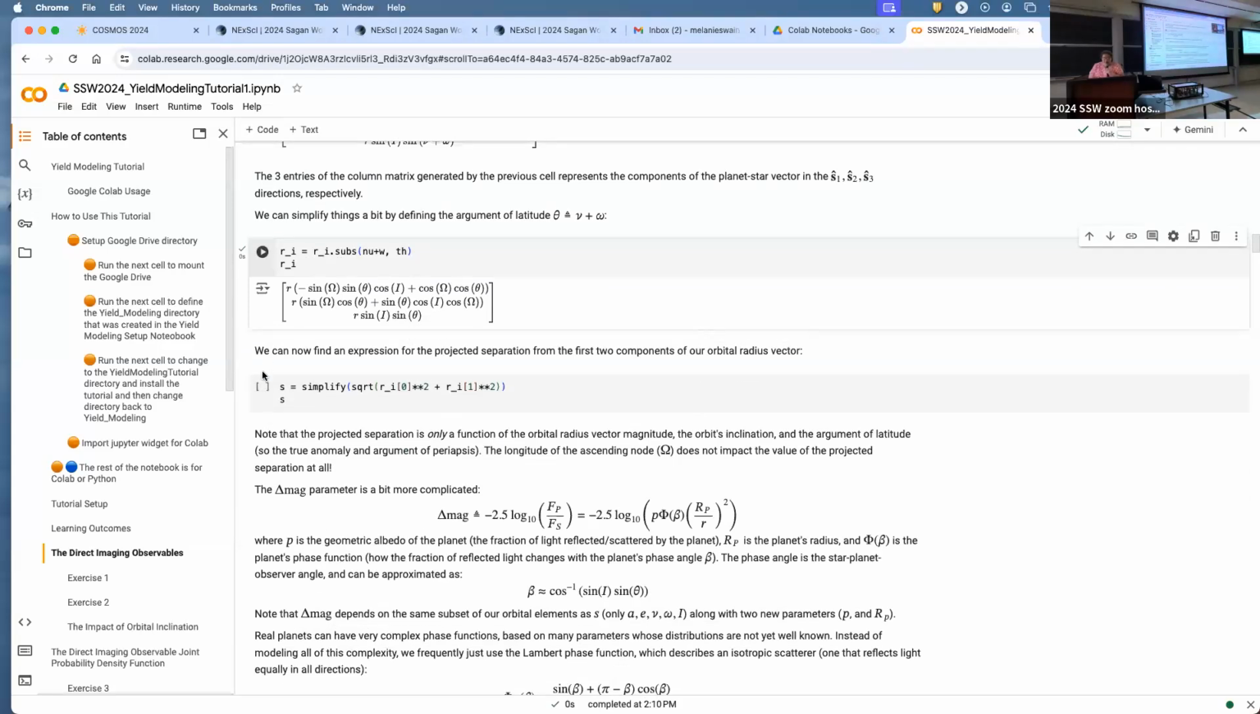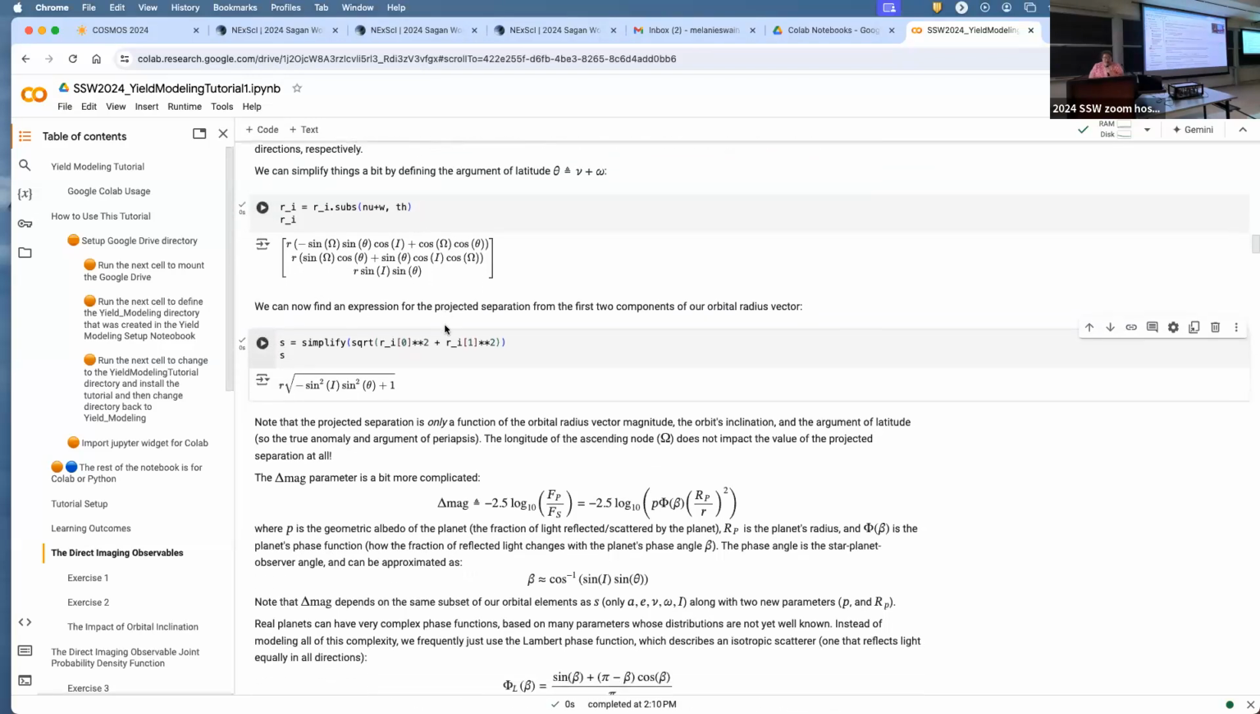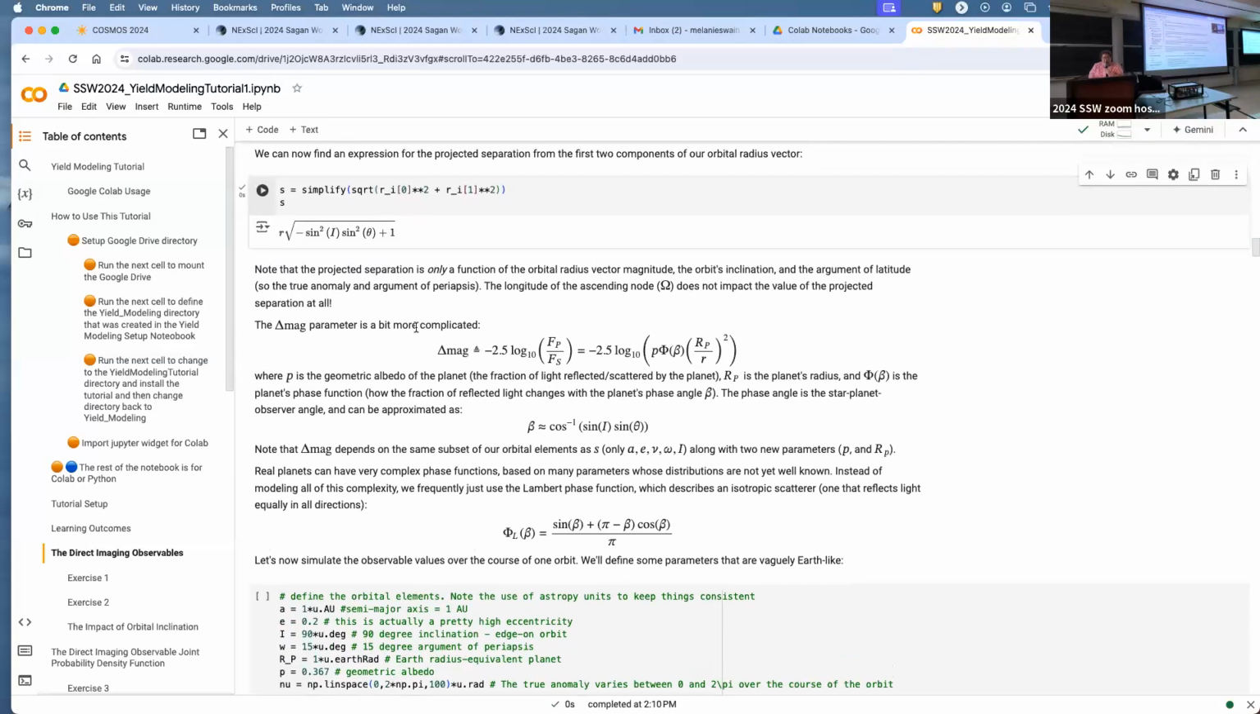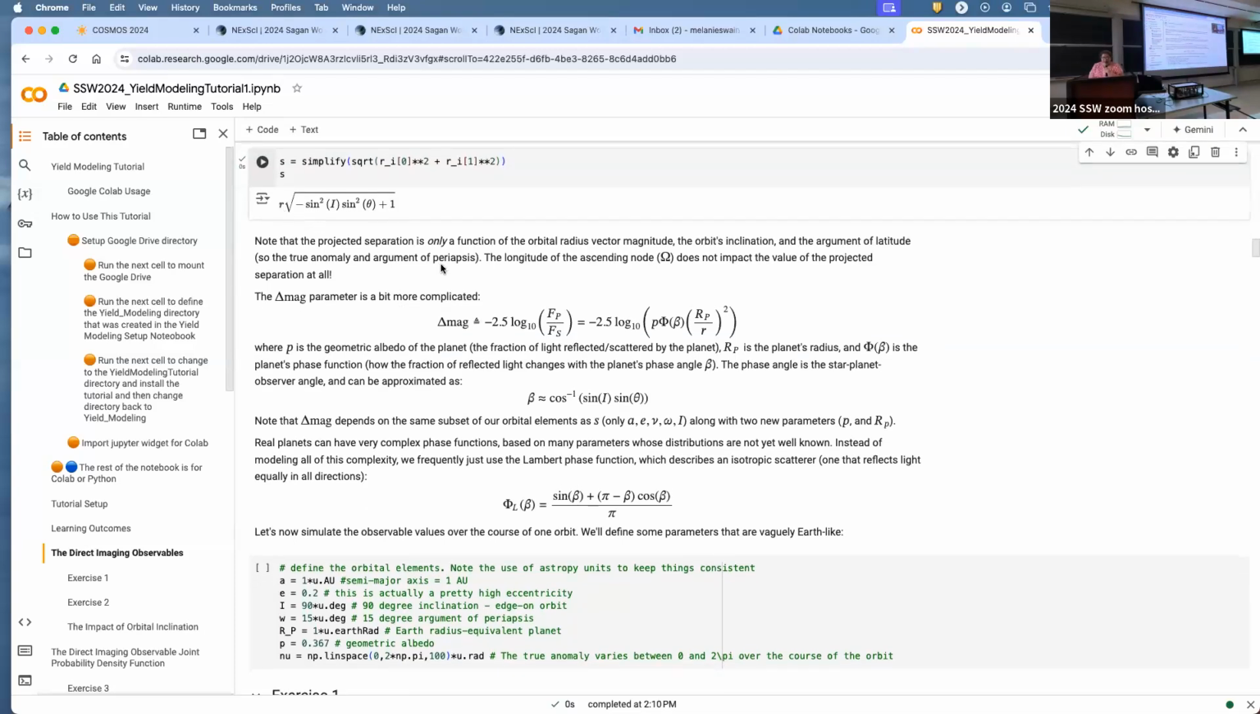And now we can use these equations to find the projected separation in a somewhat simplified form. I mean, this is a lot simpler than looking at the matrices of equations we were just looking at. All right, so now we have an equation for the projected separation. And that equation is only a function of the orbital radius vector magnitude, the inclination, and the argument of latitude.